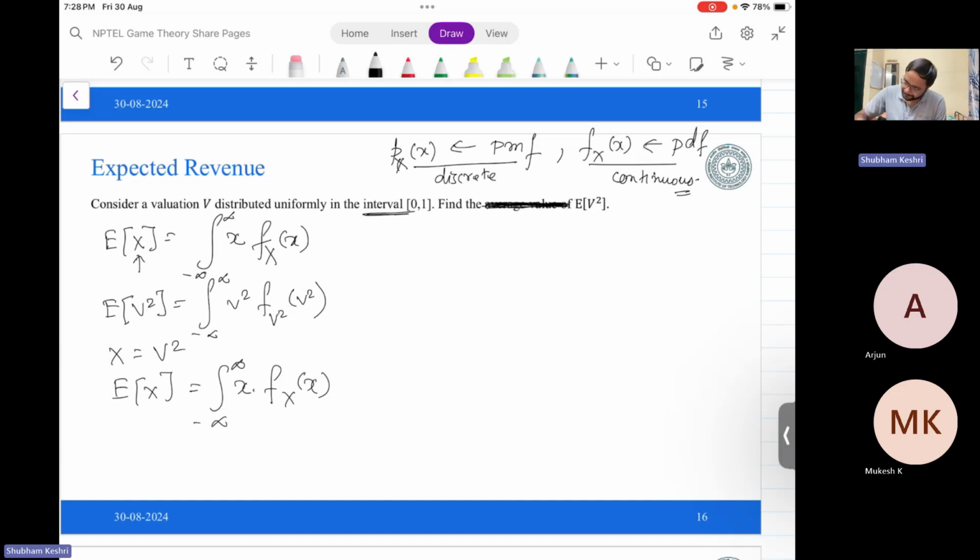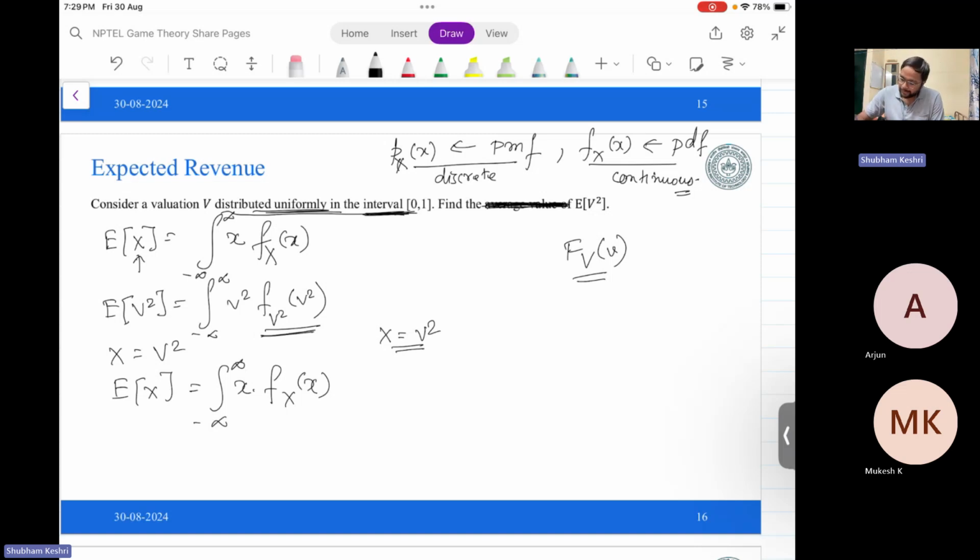So you see over here, capital X is equal to v square. We don't know this distribution function. We know f of v, or I'll just say v, we know about capital F capital V of small v. We know these kinds of distributions because we had discussed this distribution when it is uniformly distributed between the interval 0, 1. We don't know what happens when v square becomes.